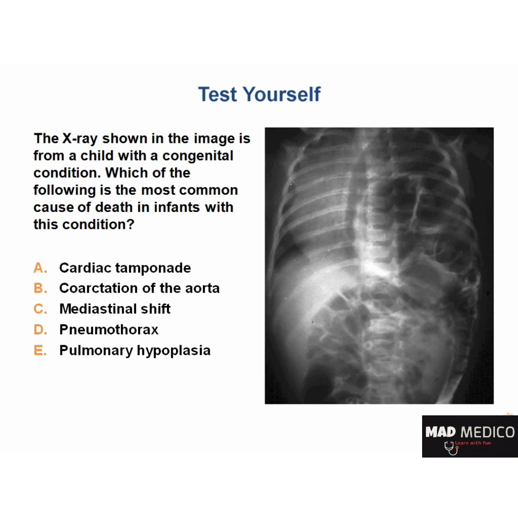Alright, let's finish this section off with a board-style question. The X-ray shown in the image is from a child with a congenital condition. Which of the following is the most common cause of death in infants with this condition? The answer is E, pulmonary hypoplasia. Pulmonary hypoplasia is the most common cause of death in infants born with a congenital diaphragmatic hernia.